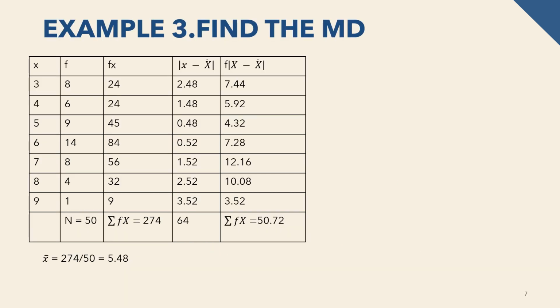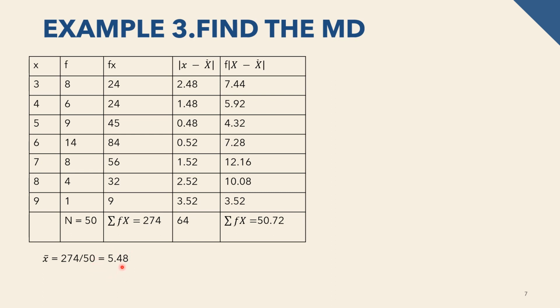Okay, so we have now example number 3. Find the MD. We have the given X, from 3 to 9, then the frequencies. These are the frequencies. And we multiply X and F. So it's 24, 4 times 6 is 24, and so on and so forth. The total of the frequencies is 50, and the sum of the frequency times the scores is 276.